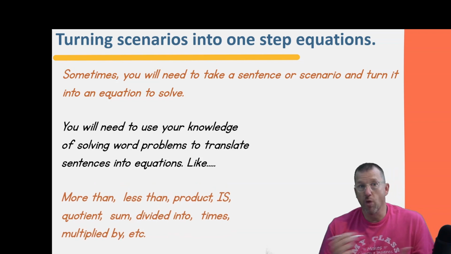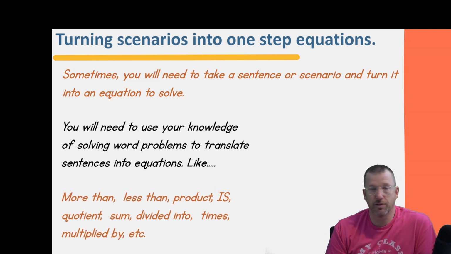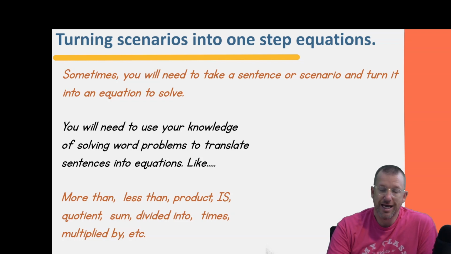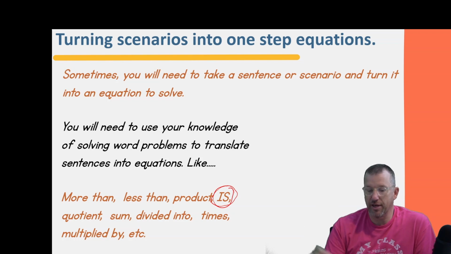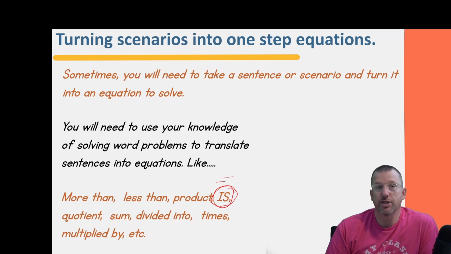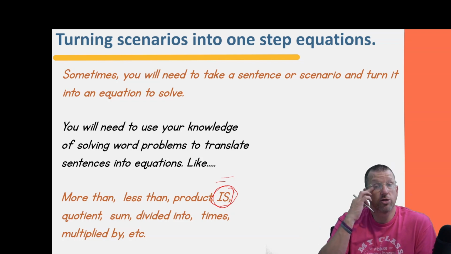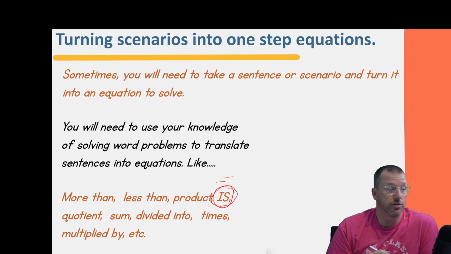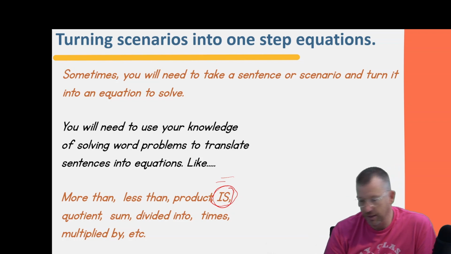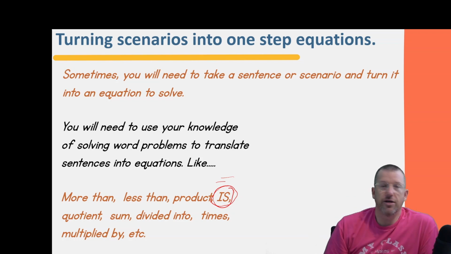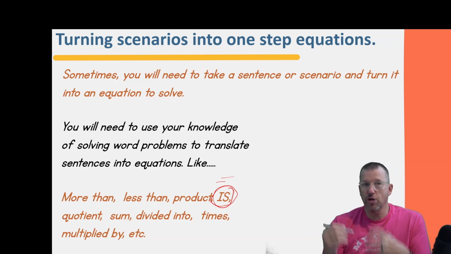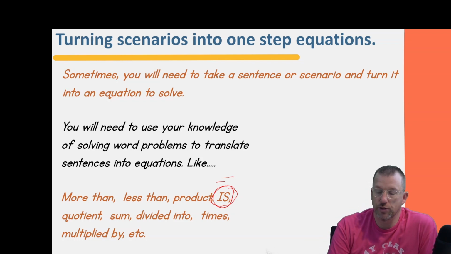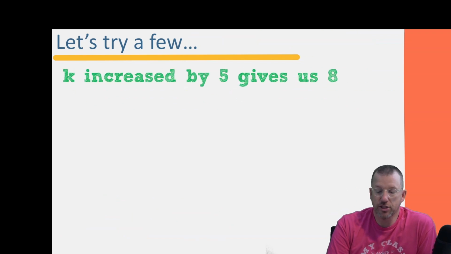Here are some examples: more than, less than, product, which is the answer to a multiplication sentence. Is, I have in all caps because I haven't really talked about that in too many videos. But if something is something, is going to be our equal sign. I'll show you quite a few examples of that as we get going. Quotient, so a lot of vocabulary: the answer to a division problem. Difference: the answer to a subtraction problem. You've seen all these words before, so we have to be able to use those words to turn it into an equation. All right, let's try a few.